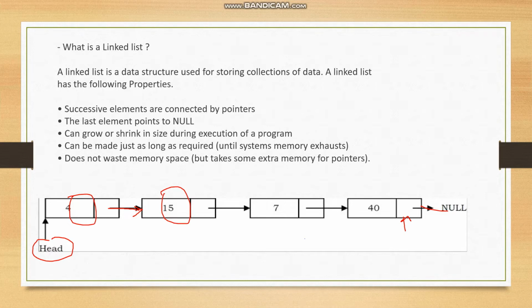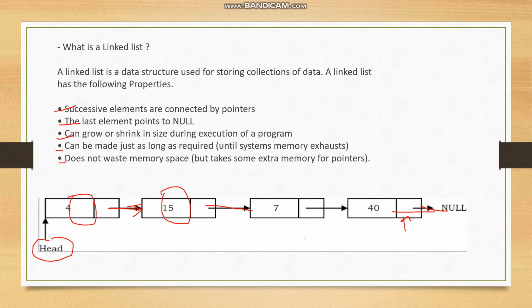So these are some properties of the linked list. Successive elements are connected by pointers, as you can see here. These are connected by pointers. The last element points to null, as we can see here. It can grow and shrink in size during execution of a program.